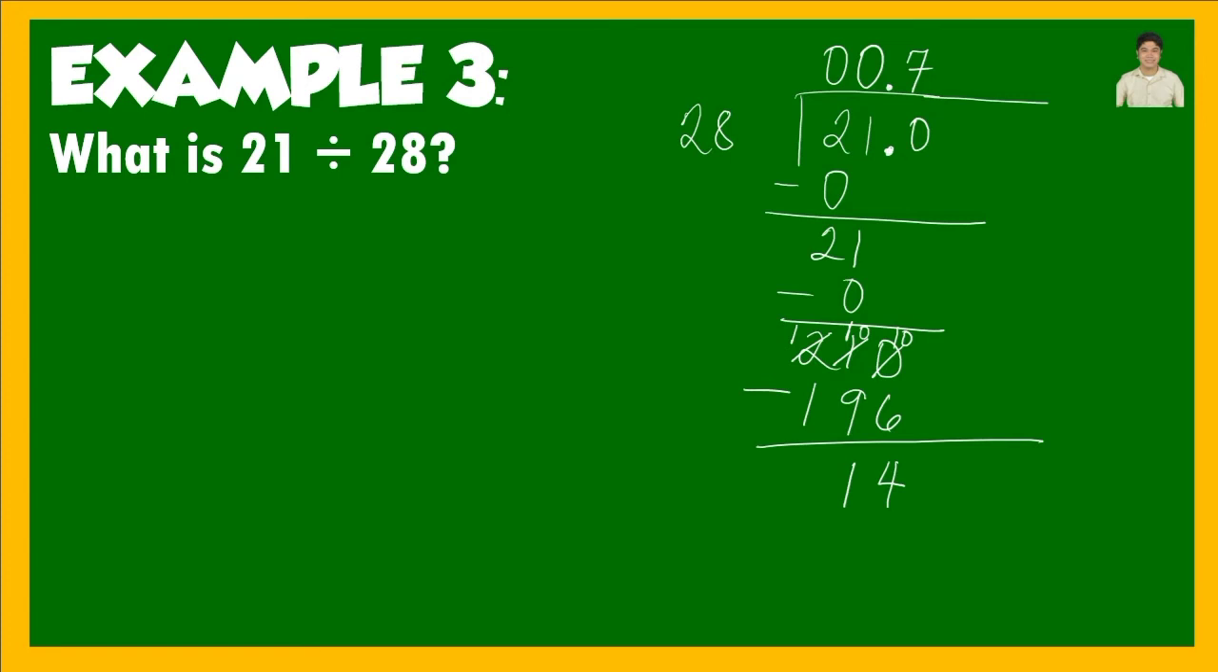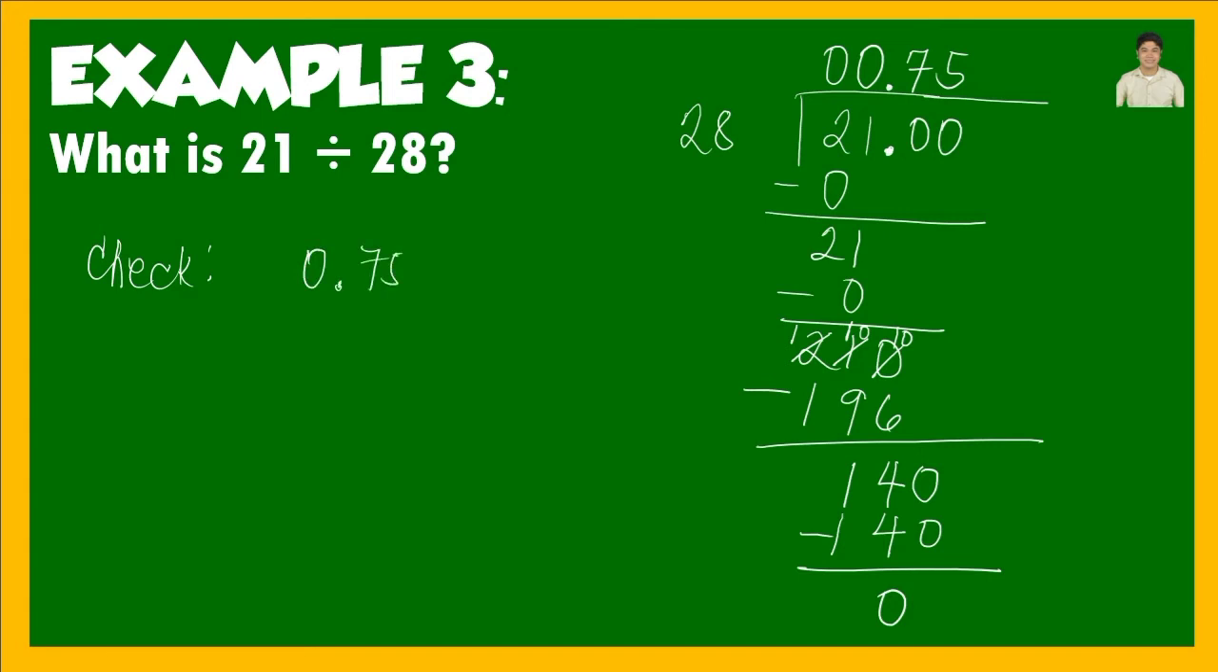So another 0. Bring down natin yung 0, magiging 140. Divided by 28, the answer is 5. 5 times 28, that is 140. So subtract natin, makukuha po natin sagot is 0. So our answer is 75 hundredths. Sulat natin, check natin if our answer is correct. 0.75 or 75 hundredths multiply by 28.